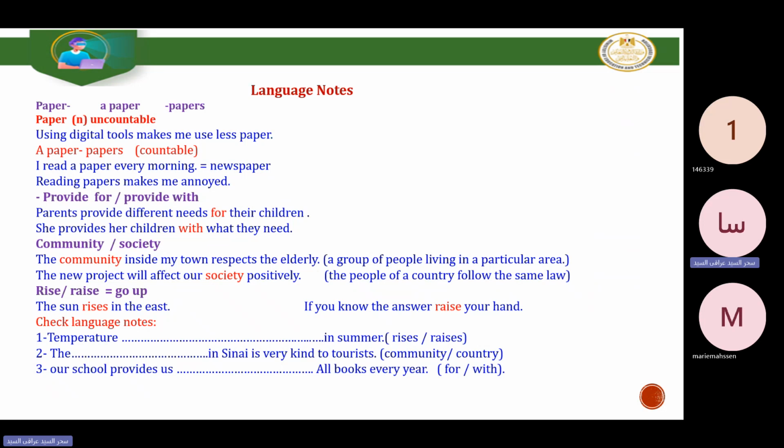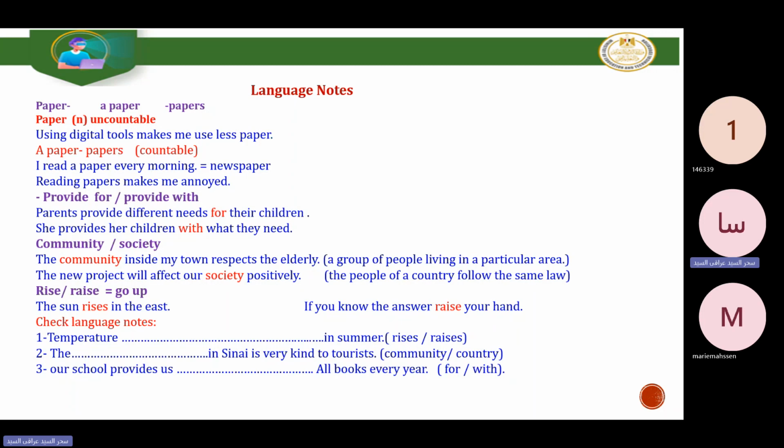What about community and society? What's the difference between them? We mean by community the neighborhood we are living in and the people around us. It's a small area, of course. The community inside my town respects the elderly. We mean by it a group of people living in a particular area, of course. What about society? It's a larger one. We mean by society the whole country, Egypt as a whole, for example. For example, the new project will affect our society positively. We mean here by society the people of a country who follow the same law.